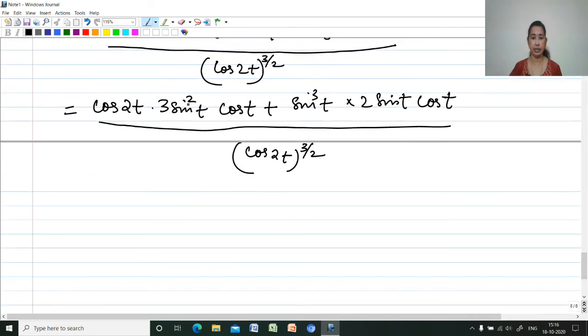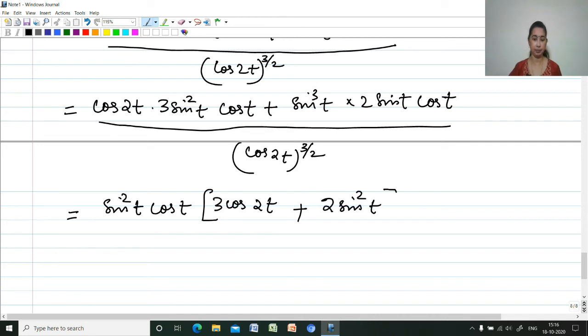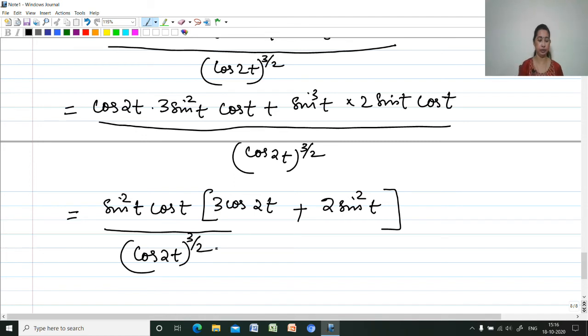So in the numerator we can see sin square t into cos t is common, that we can take out. So sin square t into cos t remaining 3 cos 2t plus, so sin square t we have taken out, remaining one more sin square will be remaining, so 2 sin square t remaining, divided by cos 2t whole raised to 3 by 2. Same way we have to do it for y.